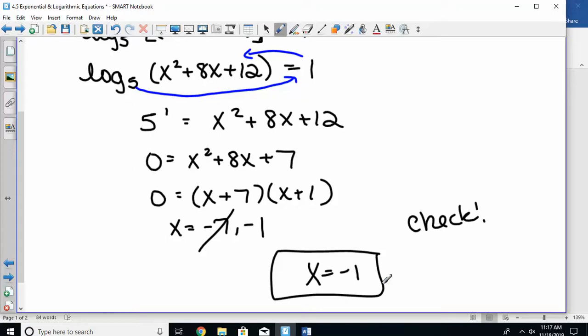Is there ever going to be 2 answers? Yes, there could be 2, and there could be none. It just really depends. Other questions?